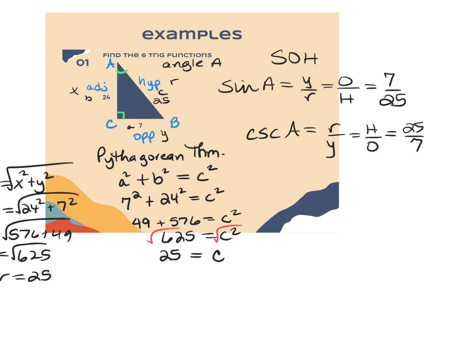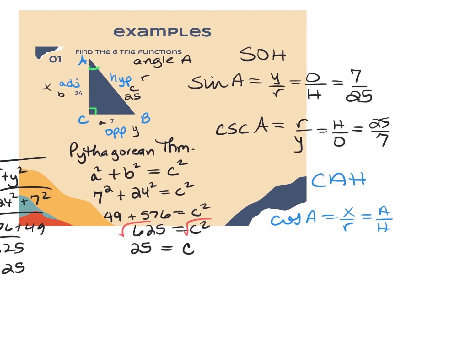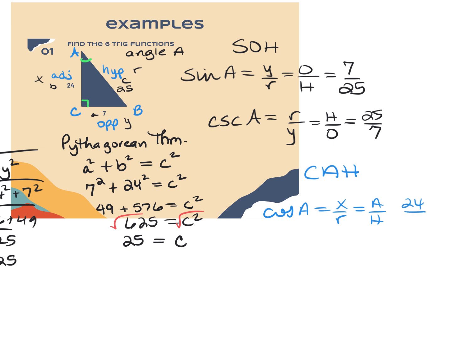Next, we'll do the cosine, and that would be the CAH. So that would be cosine of A, x over r, or adjacent over hypotenuse, and this will be 24 over 25. No calculators here. All we're doing is plugging in the sides of the triangle into our fractions. And then the reciprocal to cosine is secant. Flip it. Hypotenuse over adjacent, 25 over 24.